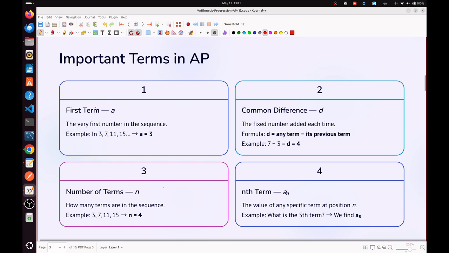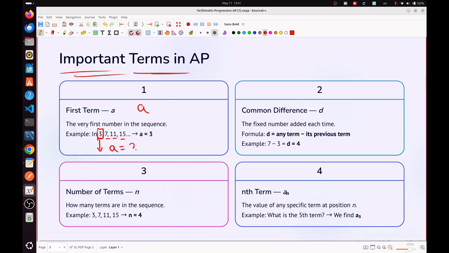so, important terms in AP. Here we have important terms we need to know before solving, which are in arithmetic progression. Like the first term, we have a, the very first number in the sequence. Here we have the example 3, 7, 11, 15. So the first term is a here. We can consider it as a equal to 3. Okay, this you need to remember.